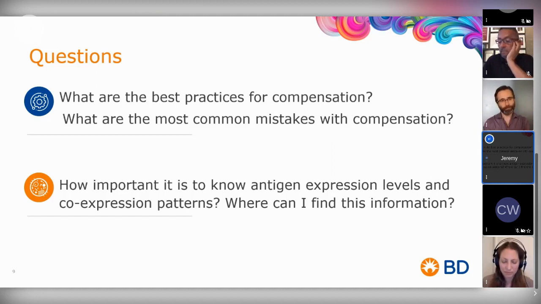All right. Thank you very much. This last question is directed towards Bob. How important is it to know antigen expression levels and co-expression patterns? And where can someone find this information?